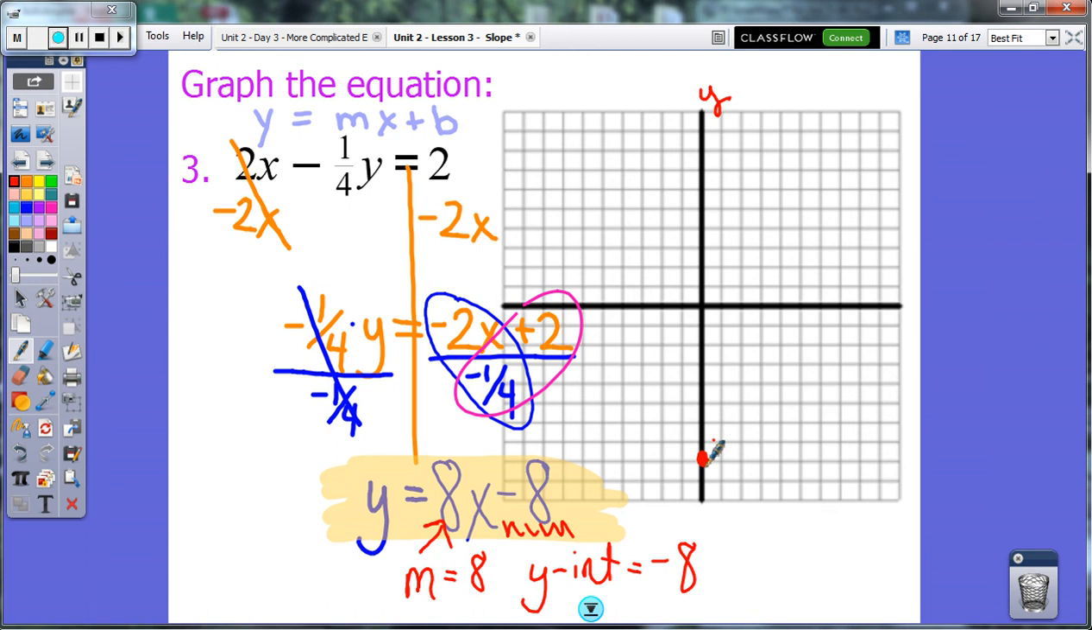Guys, if my slope was a plain old 8, that means 8 over 1. So, from this negative 8, I'm going to count up 8 spots. 1, 2, 3, 4, 5, 6, 7, 8. But it's 8 over 1, so now I have to go over 1 spot. Right there is my next dot. Well, guys, I could count up 8 again. 1, 2, 3, 4, 5, 6, 7, 8, and over 1. There's my next dot. And now I need a line that's going to connect those 3 points.